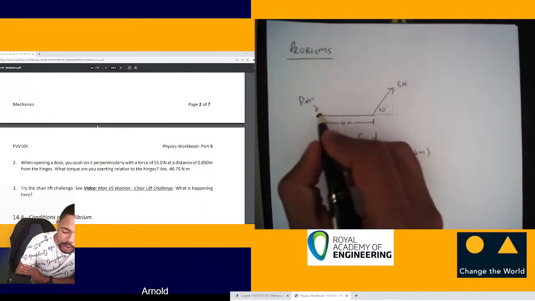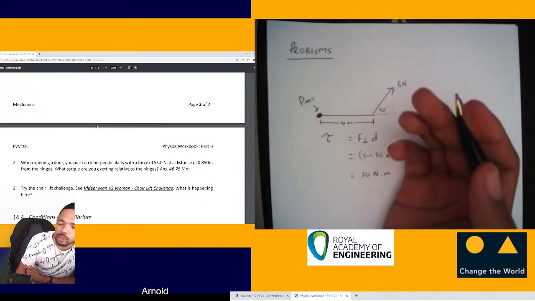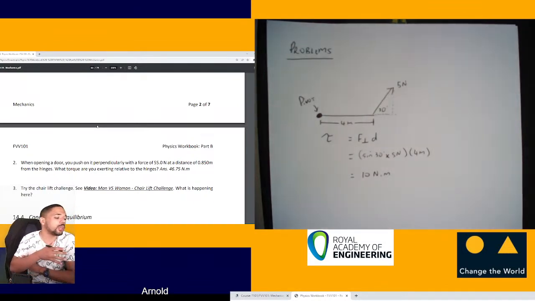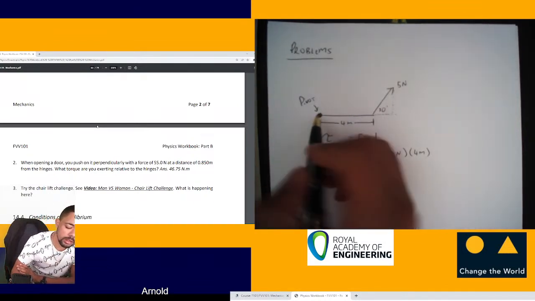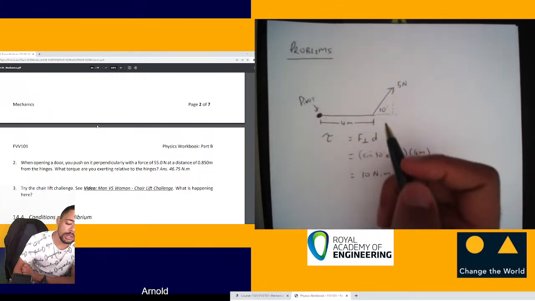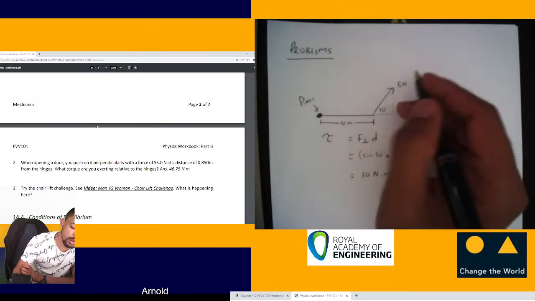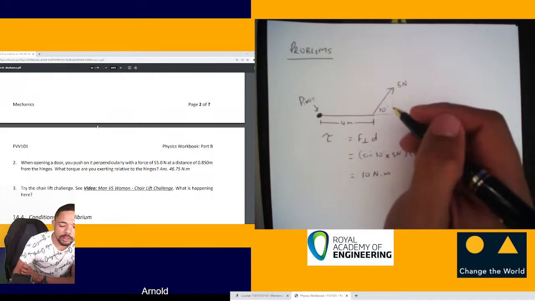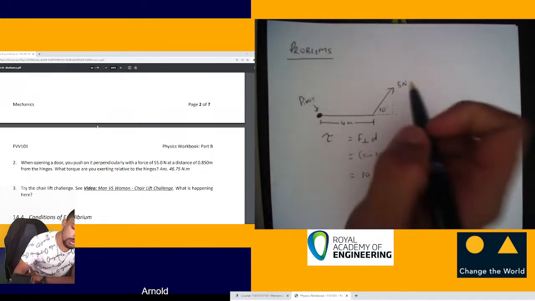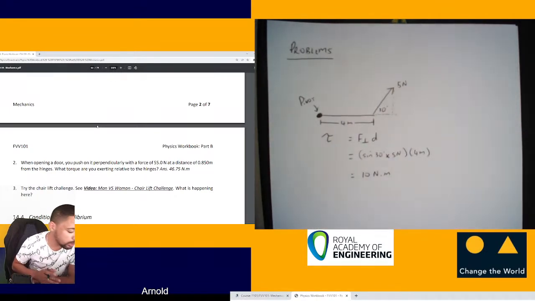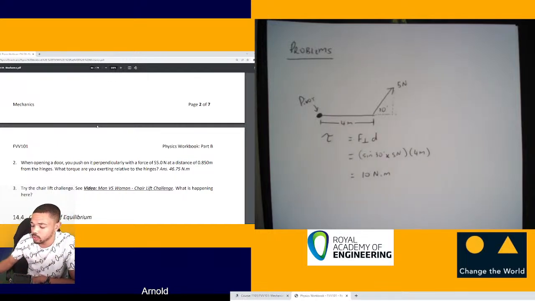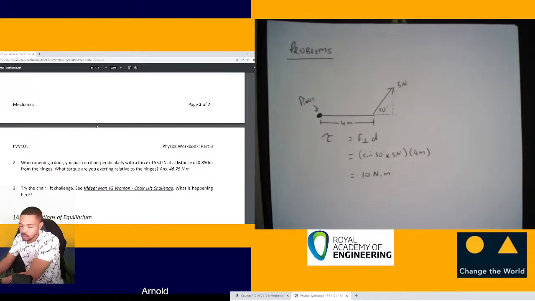You can envision this as maybe a door, and these are the hinges. It doesn't have to be a door, it can be anything, as long as it's on a pivot, with a force of 5 newtons at a distance of 4 meters and an angle of 30 degrees with the door. We must always use the component of the force perpendicular to the object on which the force acts. Now I hope that is clear.